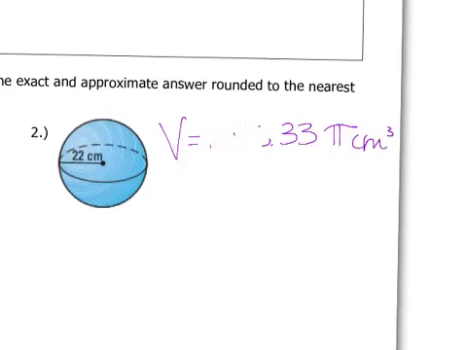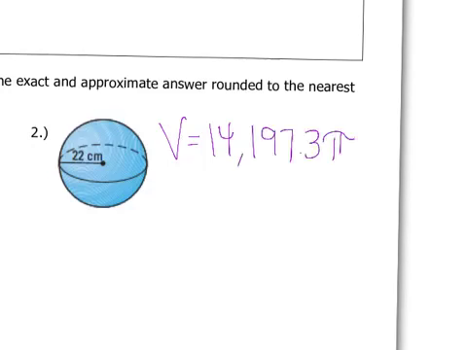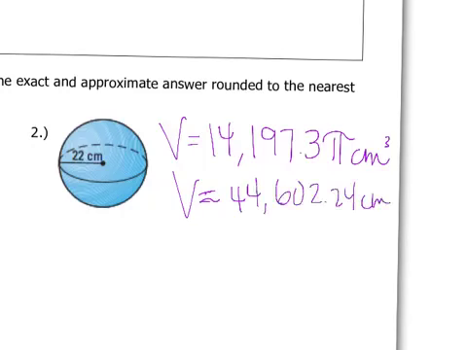So, Mark, you were shaking your head. What do you have? 14,197.3 pi. Do we agree with that? Yes. Okay, good. And then the approximate answer that I have is 44,602.24 centimeters cubed. Do you like that? Yeah. Okay, good.